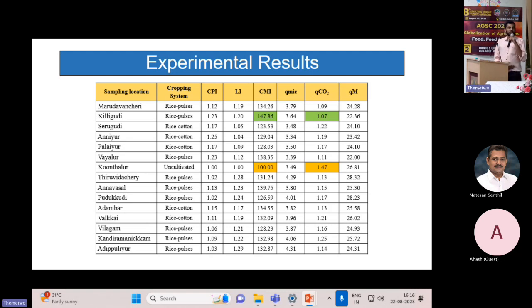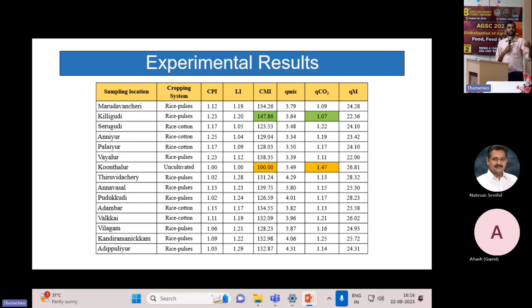Next is the microbial quotient, which is the percent of microbial biomass carbon present in the total organic carbon. The normal values range between 1 to 5%. Since the values are 3 and 4, it indicates the presence of good microbial activity and the presence of good carbon in the microbial biomass.